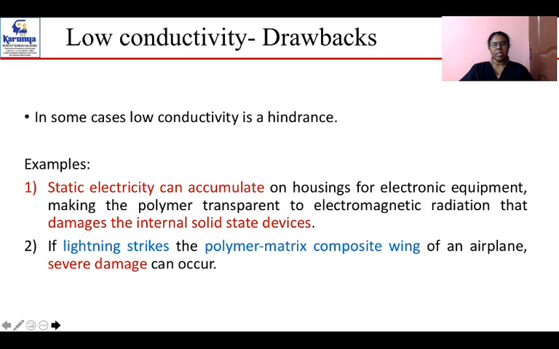So this low conductivity has some drawbacks. Even though it is used for some insulation purpose, it also has drawbacks. To be more precise, we could say the most important drawback is the static electricity accumulation. What happens because of static electricity accumulation is we can have some damages in the internal solid state devices. Also, there is a polymer matrix composite which is used for the wings in airplanes. So lightning strikes and then again there also we have this static electricity formation, and this leads to severe damage. So these are some of the drawbacks of having low conductivity with the polymers.